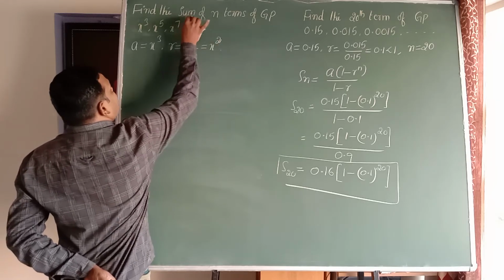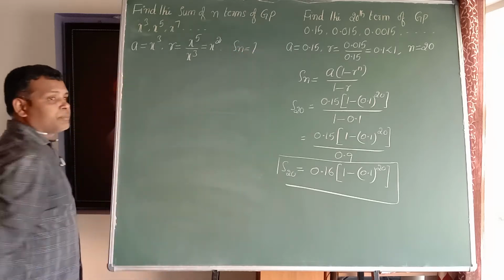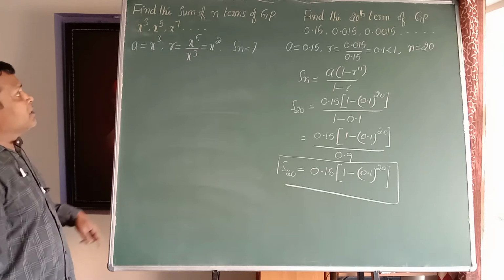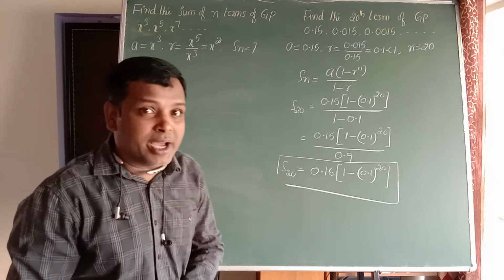We have to find the sum of n terms, nothing but Sn is the question mark. So here the common ratio is in terms of the unknown variable, x square.